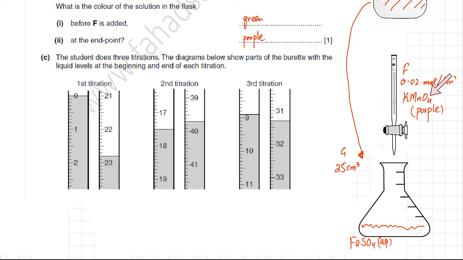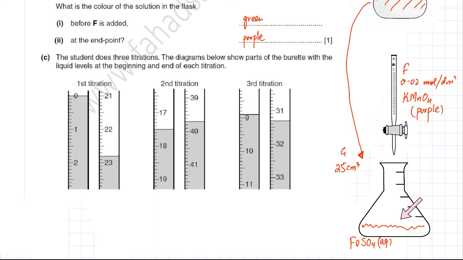Now for this titration, the next part of the question, part C, states that the student does 3 titrations. The reason 3 titrations are done is to improve accuracy. More titrations give you a better average result. And the diagram below shows parts of the burette with the liquid levels at the beginning and end of each titration. So he's given you pictures of this burette for 3 separate experiments.